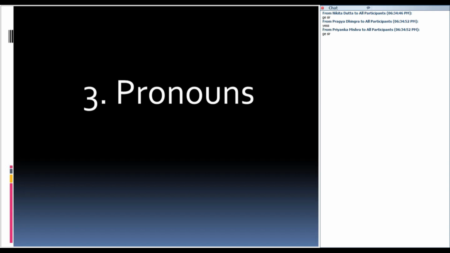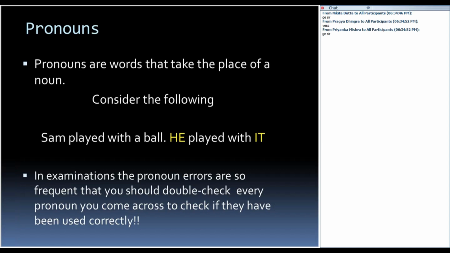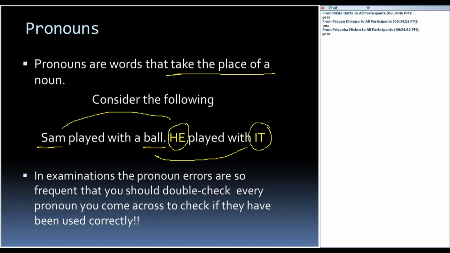Now in pronouns, we all know what exactly pronouns are. Pronouns are those words that take the place of a noun. That means they are substitute words. They replace nouns. For example, when you say Sam played with a ball, he played with it. So the pronoun he replaces Sam, the pronoun it replaces ball. I have used two pronouns, he and it. They replace the nouns Sam and ball. So in order to avoid repetition, we use pronouns.